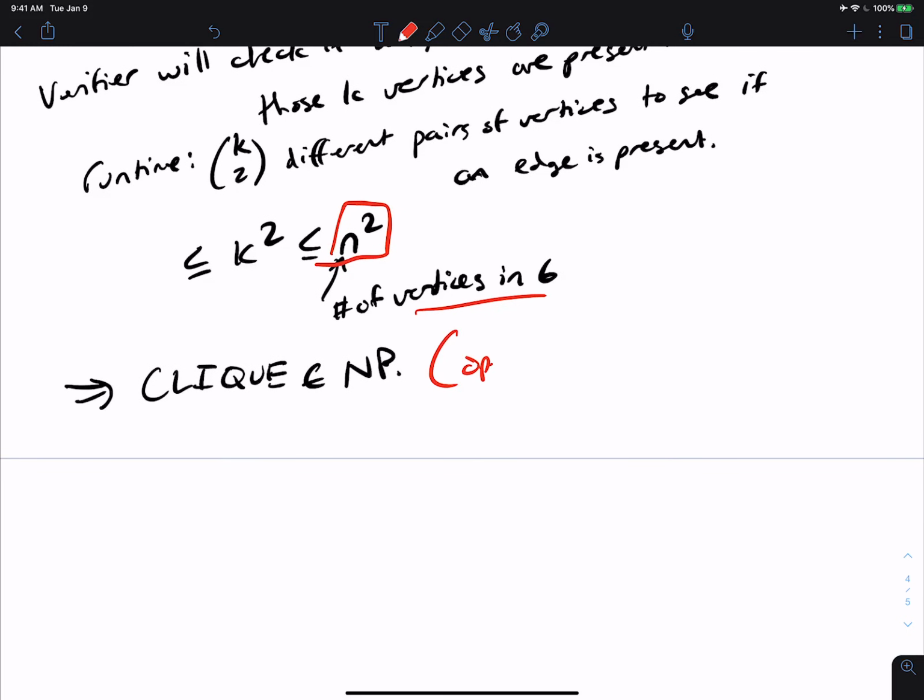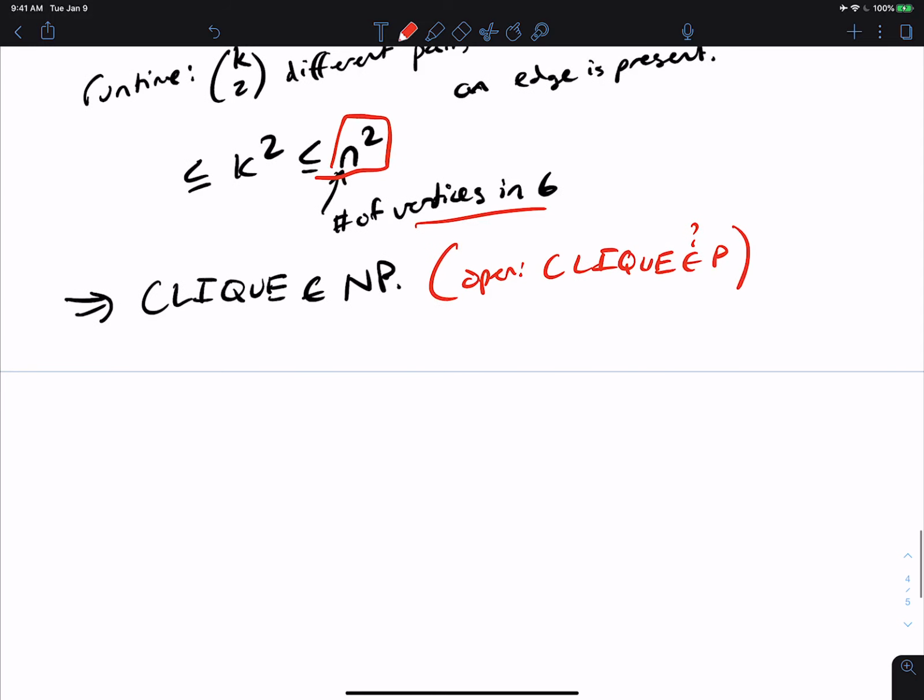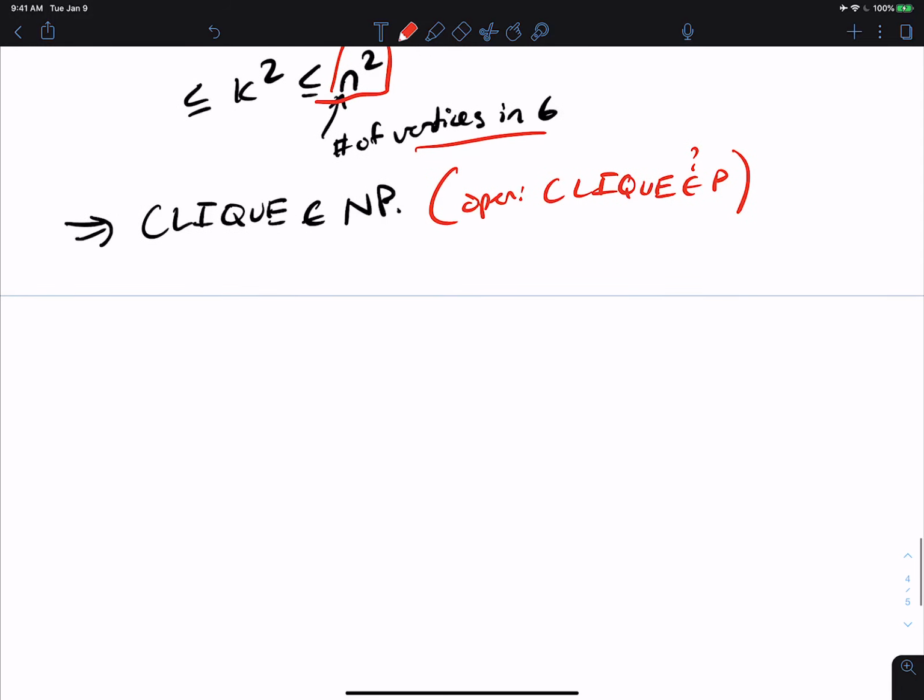And it's an open question, because it's the P versus NP problem, as we'll see later at some point, whether clique is in P or not. So we don't know the answer to that. Most people believe that it's no. In fact, I don't believe it's in P either, but we don't know the true answer because there's no proof of it.